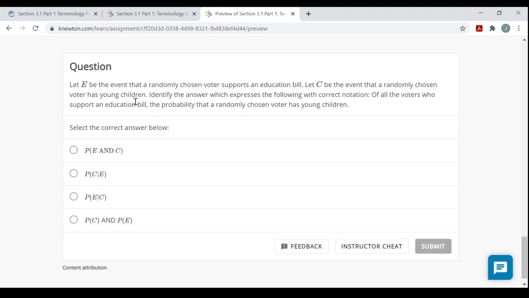Of all the voters who support an education bill, the probability that a randomly chosen voter has young children. These are the people who already support the bill, so event E has already happened. We're looking at people that we know support this bill, and then we're asking, what's the probability that they have children? So that's this statement here: the probability of having young children given that you support the education bill.